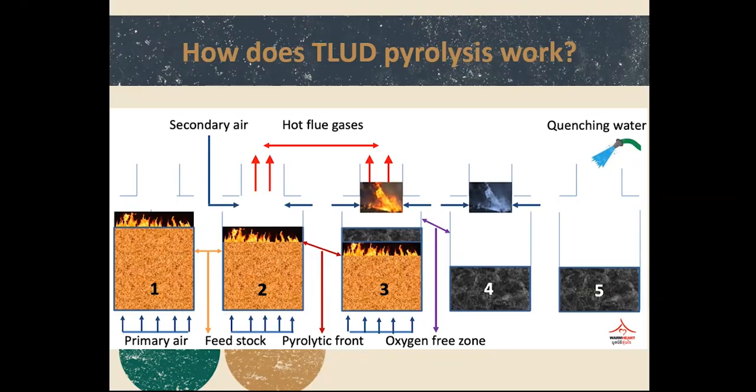The flame itself stays on top of the material and is not actually contacting most of the material, but it is pushing down what we call a pyrolytic front here. As the flame on top burns, it will draw and push down a pyrolytic front, or an oxygen-free zone, and that material will be carbonized and turned black, and the carbon will stay in place while the fire burns on top.